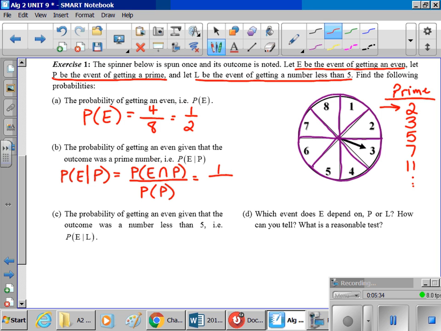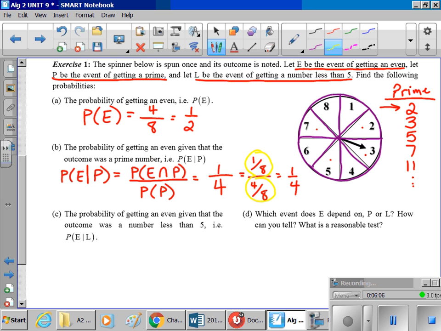So the prime numbers are 2, 3, 5, and 7. So there's 4 of them. All right, so again, I'm sorry, I did exactly what I didn't want to do. 1 out of 8 over 4 out of 8. The 8s can cancel, and you get 1 over 4. All right, so these are the actual probabilities. But when you have the same denominator, you can just count the numerators on the top and the bottom there. So it just turns out to be 1 over 4.